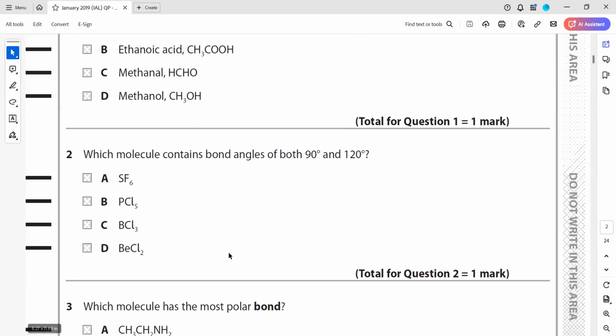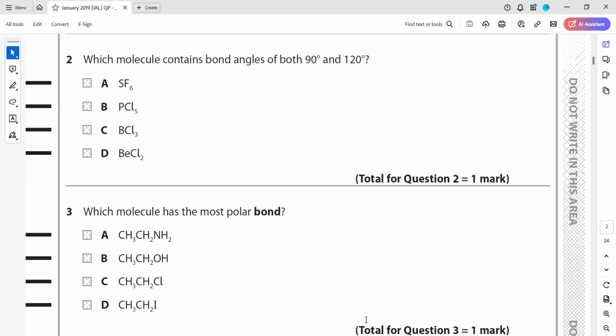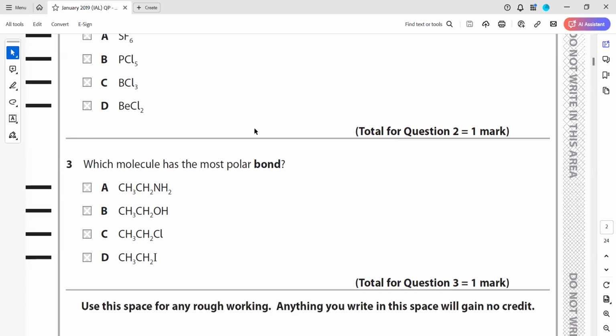Which molecule contains bond angles of 90 and 120? In SF6, all the bond angles are 90, no 120. In PCl5, it will be trigonal bipyramidal, so these angles will be 120 and these angles will be 90. In BCl3, it will be trigonal planar with a bond angle of 120. And BeCl2 will be a linear structure.